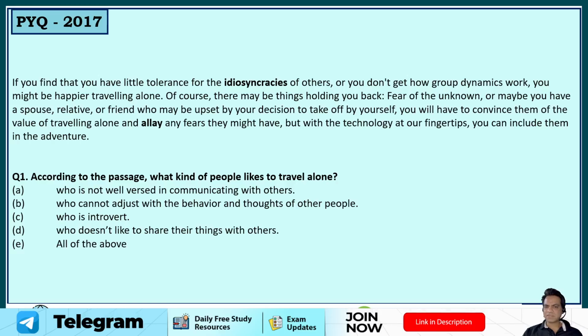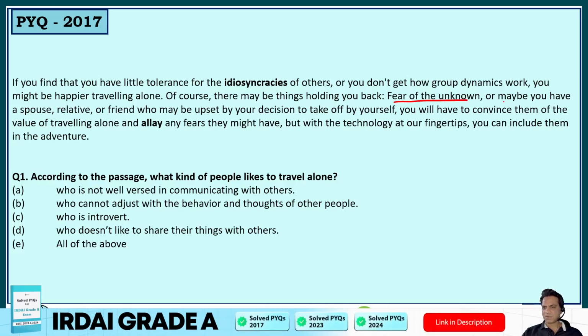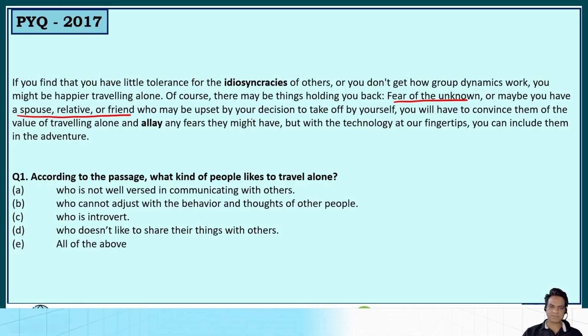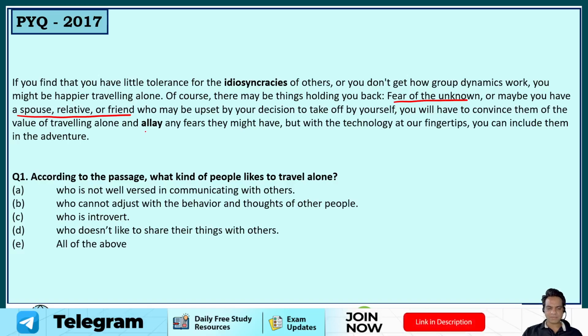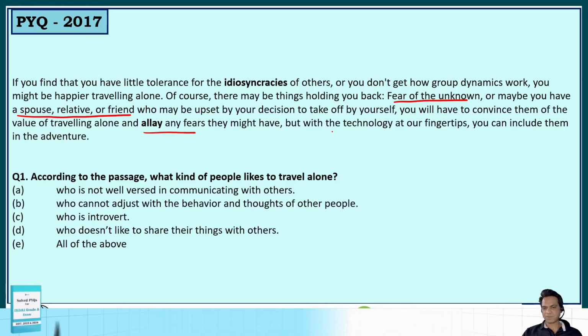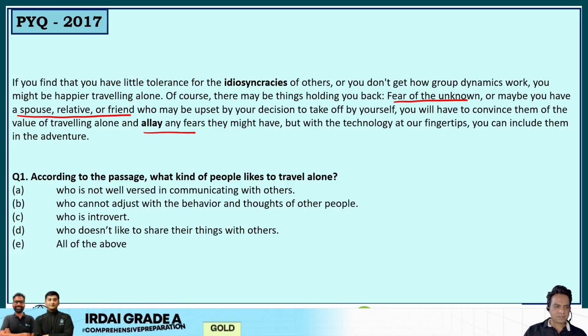Of course, there may be things holding you back, like fear of the unknown. So these are the impediments: fear of the unknown. Or maybe you have a spouse or relative or friend who may be upset by your decision to take off by yourself. You will have to convince them of the value of traveling alone, and allay any fears that they might have. With the technology at our fingertips, you can include them in the adventure. So you can share your location, where you are going, and so on. So now let's solve the questions.